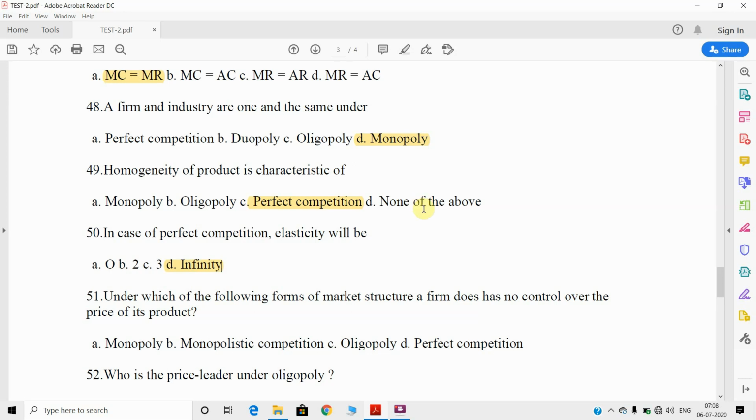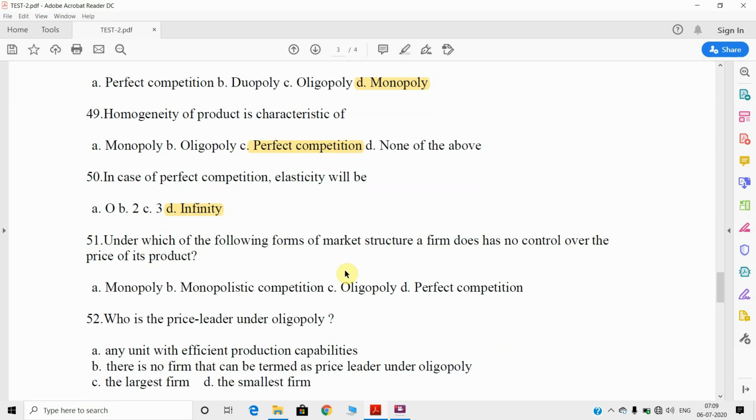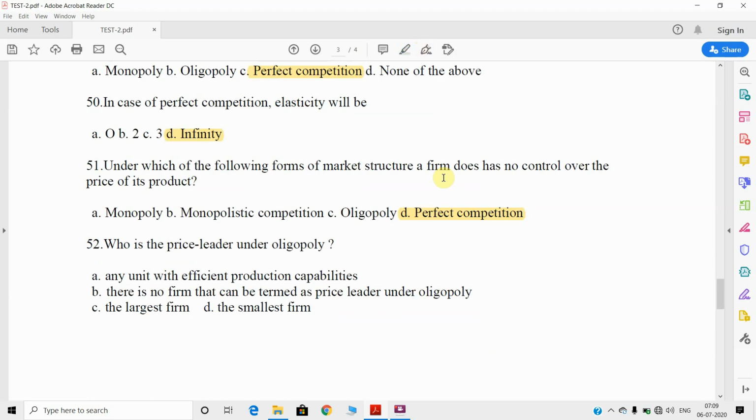Next come to 51, under which of the following forms of market structure a firm does not control the price of its product. The answer will be perfect competition, because it is homogeneous. 52, who is the price leader under oligopoly?